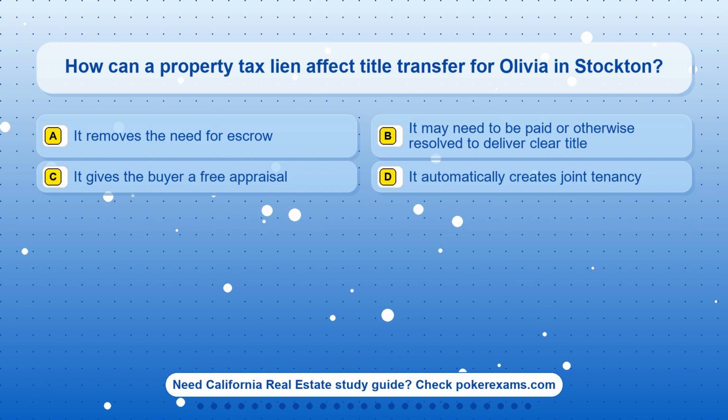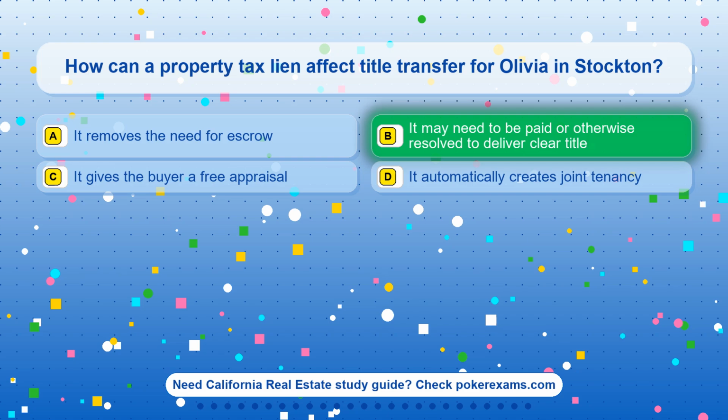Question 17. How can a property tax lien affect title transfer for Olivia in Stockton? Option A, it removes the need for escrow. Option B, it may need to be paid or otherwise resolved to deliver clear title. Option C, it gives the buyer a free appraisal. Option D, it automatically creates joint tenancy.